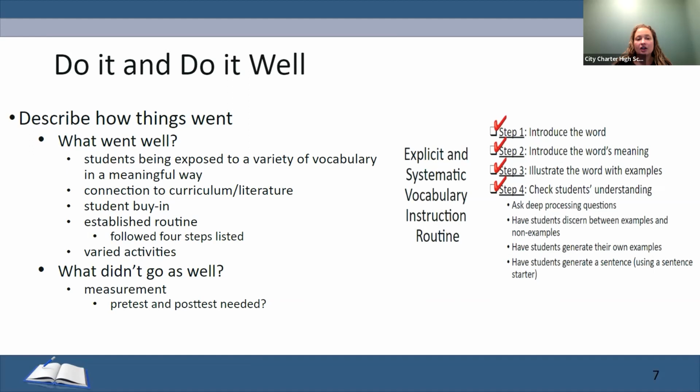What we feel didn't go as well is the measurement. So we had a very short time to do this because we went on break at the beginning of December and didn't come back until the beginning of January. So there was a whole month of this process where we were not in session. So I think that going forward, our measurement needs to change.